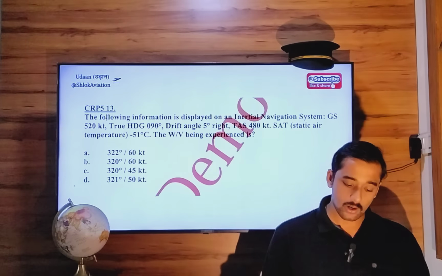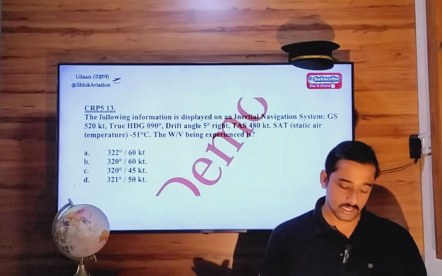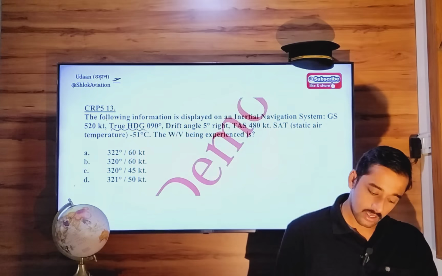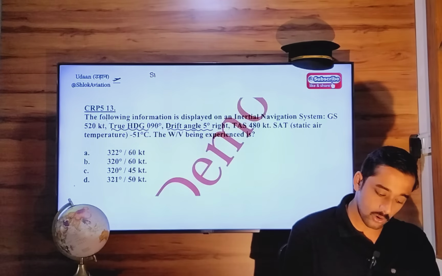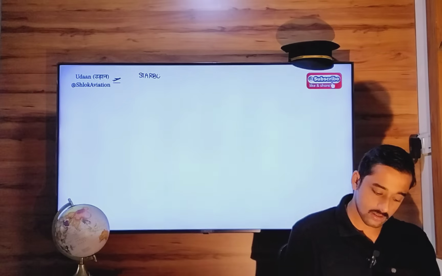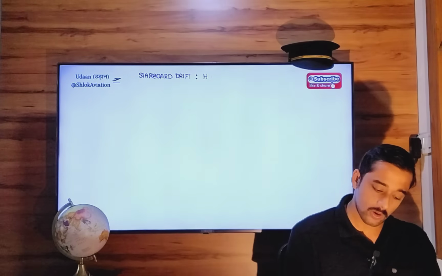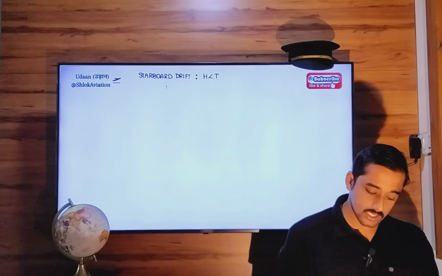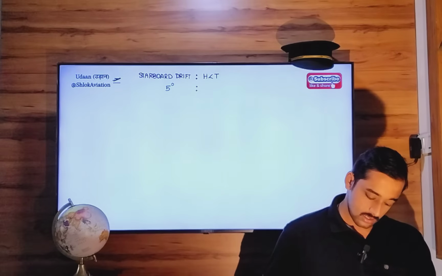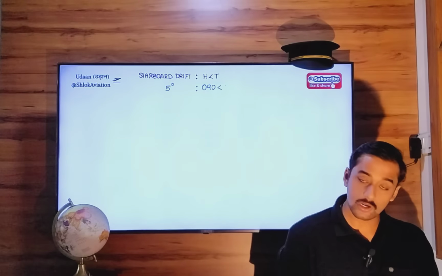Next, question number 13. Following information is displayed on INS: ground speed, heading, drift, task, temperature, what are winds. Now with the help of true heading and drift angle, you can get true track. We all know that whenever there is a starboard drift, the heading of your aircraft is going to be less than track. A starboard drift of 5 degrees, heading of 090. So what will be your track?